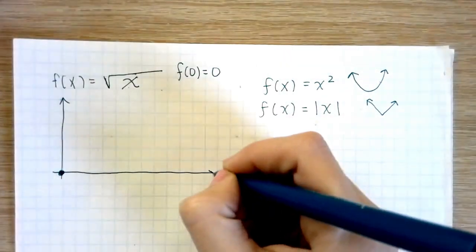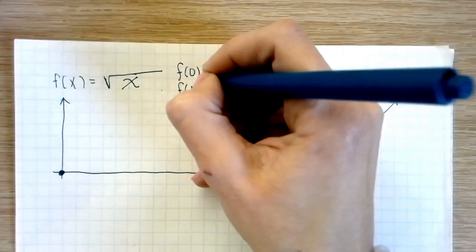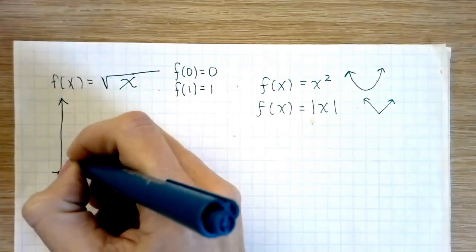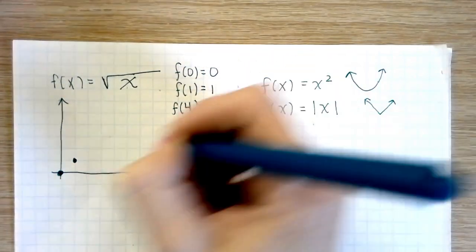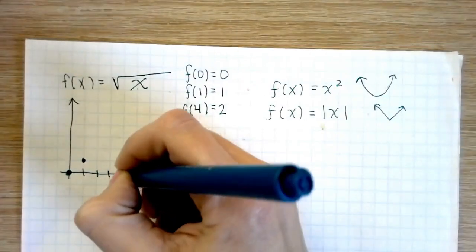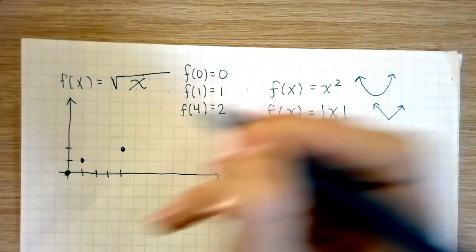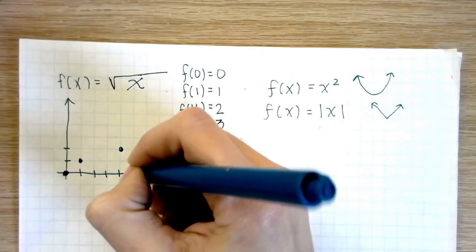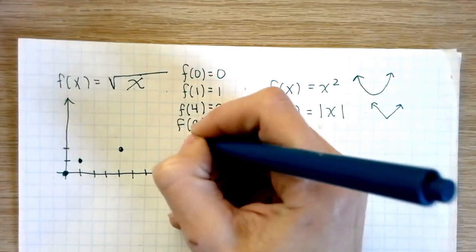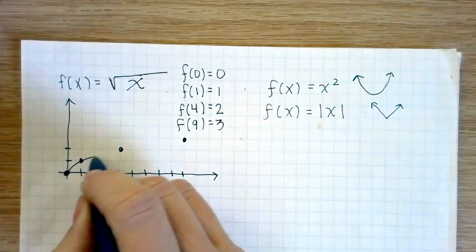What do you get when you plug in 1? F of 1. Okay, (1, 1) is a point on my graph. And this was in the notes packet, F of 4. You get 2. So over 4, 1, 2, 3, 4, up 2, that's a point on the graph. The next one was F of 9. If you plug in 9, you get 3. So 5, 6, 7, 8, 9, and up 3. What would be the next number I'd probably ask you to plug in?